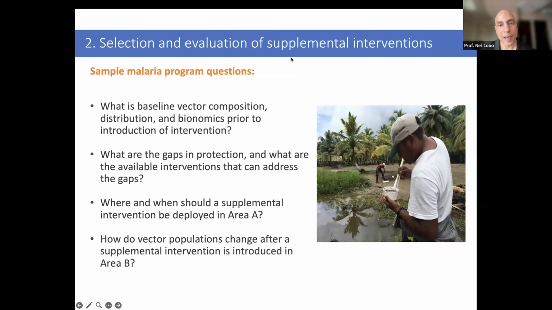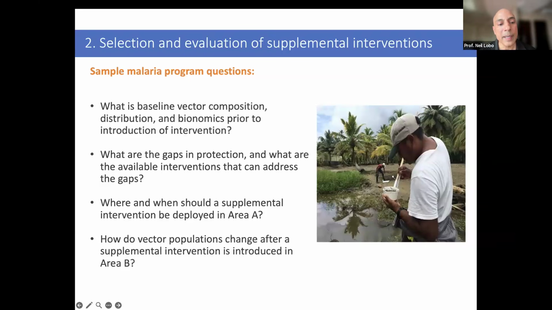Under selection and evaluation of some supplementary interventions, a question is, again, what is the baseline vector composition, distribution, and behaviors prior to the introduction of an intervention? So we want to understand that to see how our intervention maps over or functions with our local vectors. What are the gaps in protection? And what are the available interventions that can address those gaps? That's an important question because we'd understand what is the best intervention to implement at that site.